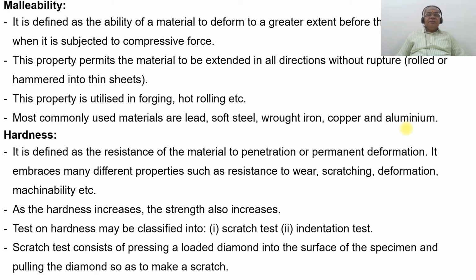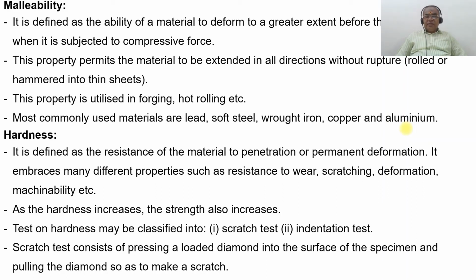This property permits the material to be extended in all directions without rupture. So this property is utilized in forging and hot rolling, etc. The most commonly used materials are lead, soft steel, wrought iron, copper, and aluminium.